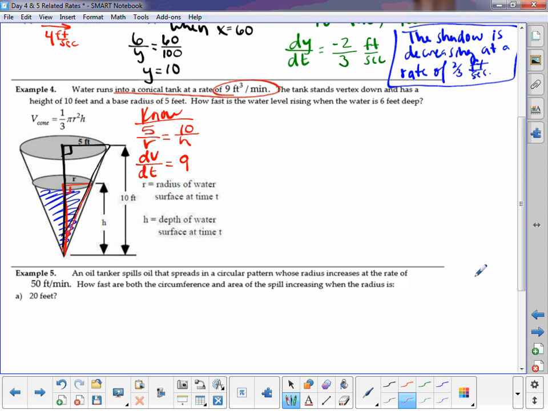And we're wanting to know, how fast is the water level rising when the water is 6 feet deep? So what rate would that be? We've got both r to choose from and h to choose from. Yeah, it'd be our h. Water level rising is talking about that height. So we want to know dh/dt, specifically when the water is 6 feet deep. What is that 6 feet representing? Again, h. So specifically when h is 6.